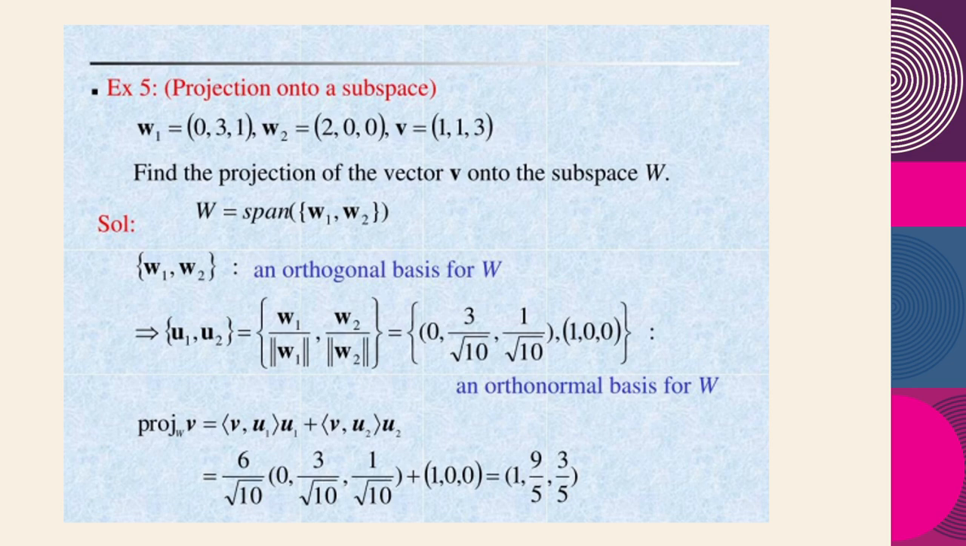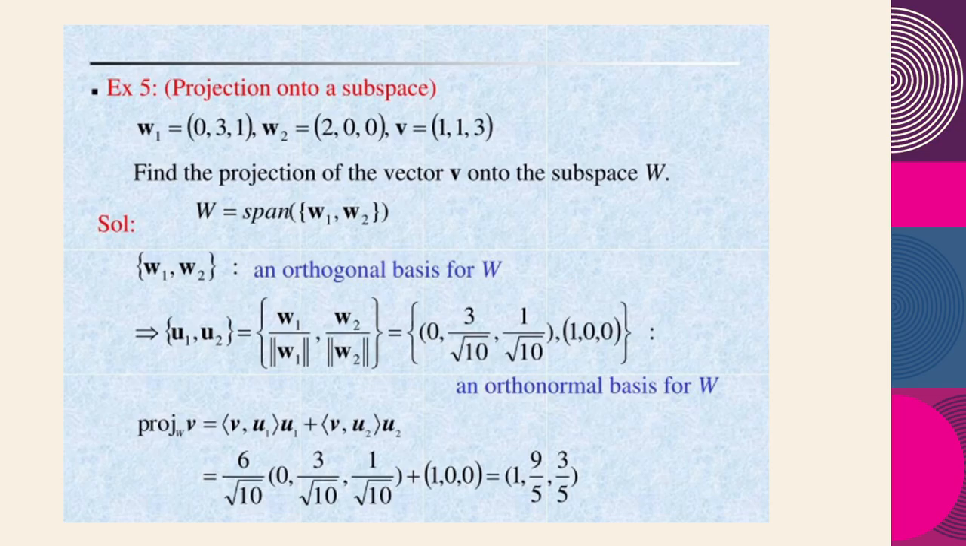We are given w1 equals (0, 3, 1), w2 equals (2, 0, 0), and v equals (1, 1, 3). We want to project v onto the space W, which is spanned by w1 and w2. First, we need an orthonormal basis for W. So we need to normalize w1 and w2 by dividing each by their own length, giving us u1 and u2.